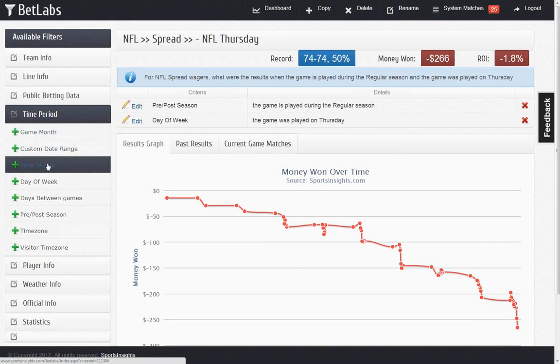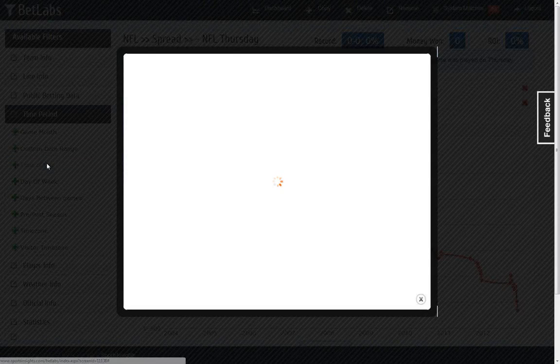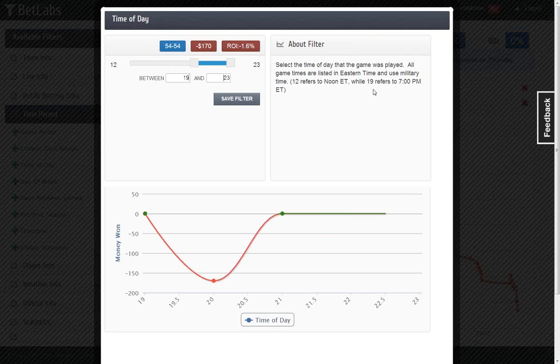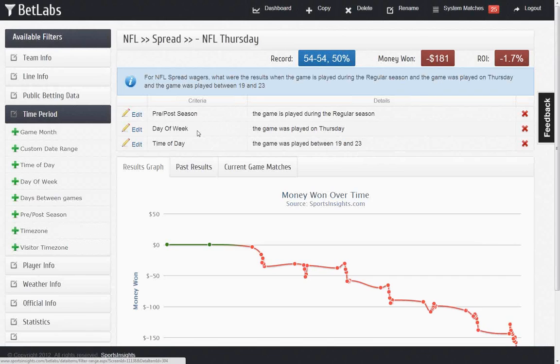Let's see, and then time of day, because I do want to clean it up a little bit and add just night games. This uses military time, so we got to do it a little different. So it's 1900 and then 2300, which, for people who are not in the military, is games starting between 7 and 11. Save my filter. So I got that. I guess Thursday nights.